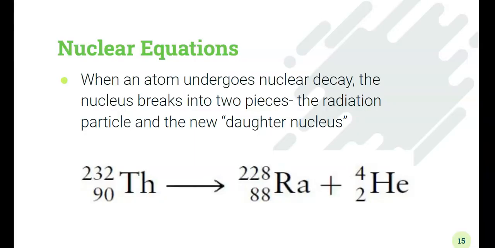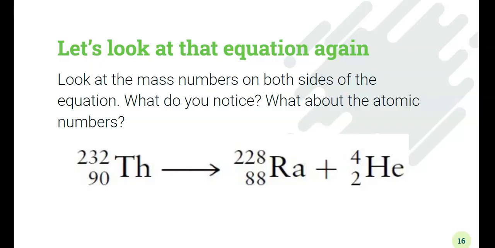Okay, so let's talk about nuclear equations. When an atom undergoes nuclear decay, the nucleus breaks into two pieces. So we have the original parent nucleus, and then that breaks to create the radiation particle, alpha, beta, or gamma, and the new daughter nucleus, as we call it. Why do we call it that? I don't know.